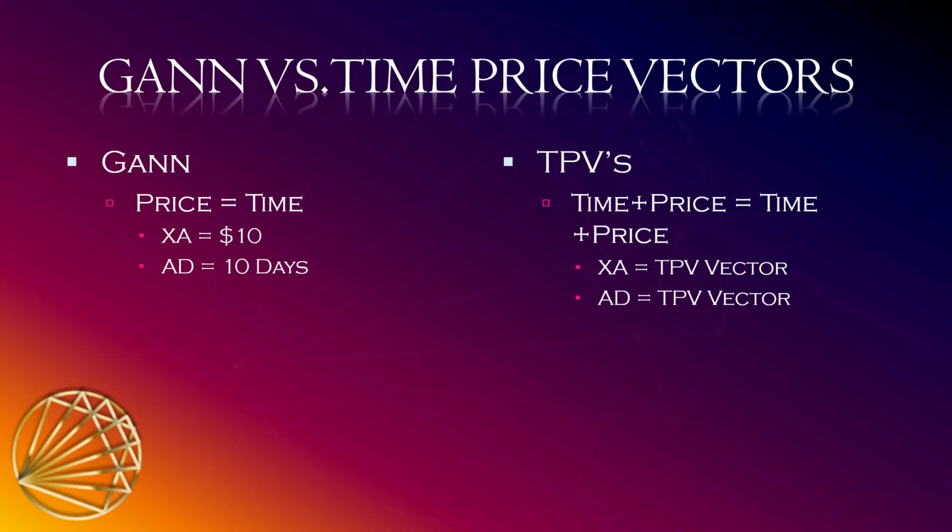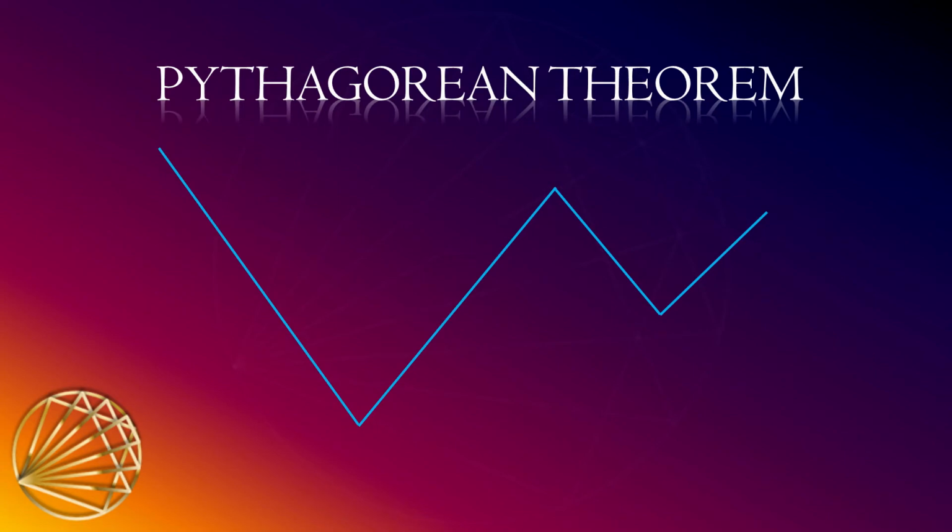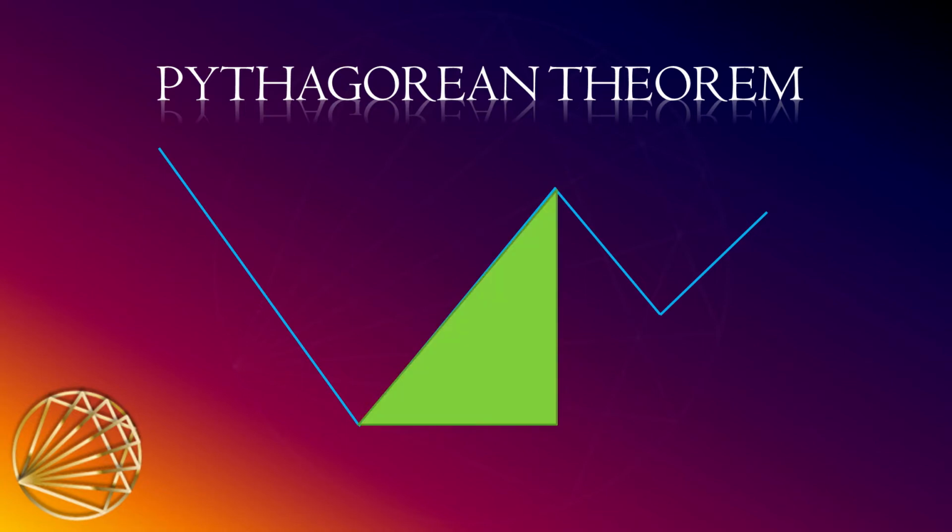So when we talk about time and price being blended together, what do we mean by that? How do we do that? A time price vector is a calculation that we can use to blend price and time. To create a time price vector, we first need to identify a specific high and low. In our case, we'll first need to identify an XA leg. We'll use the Pythagorean theorem to identify the vector length for C.